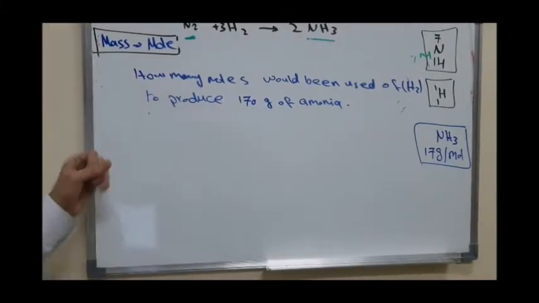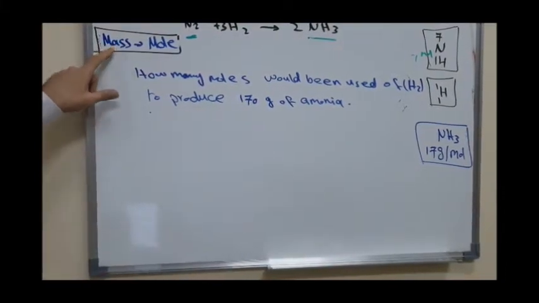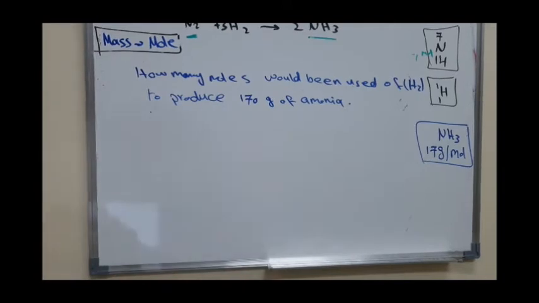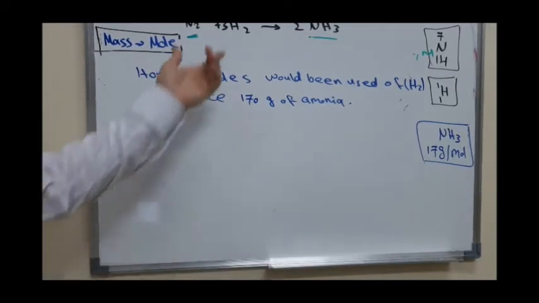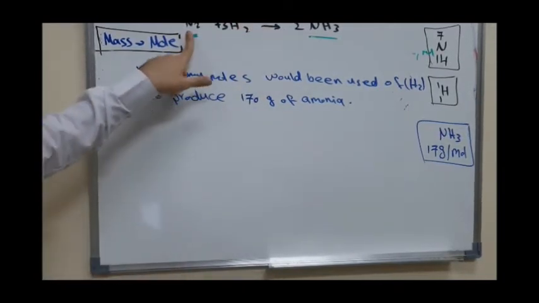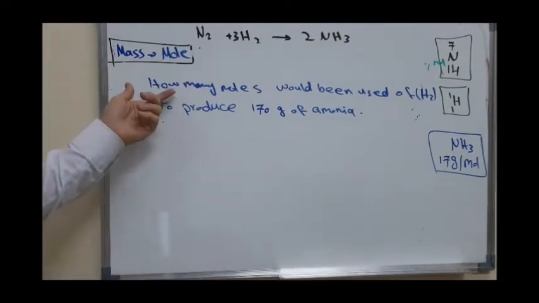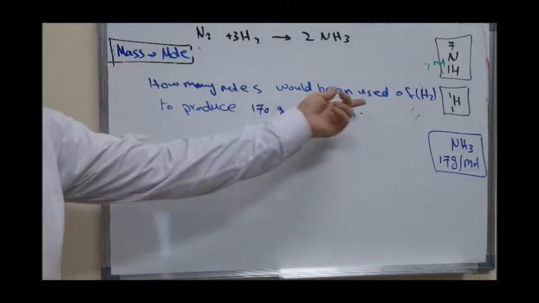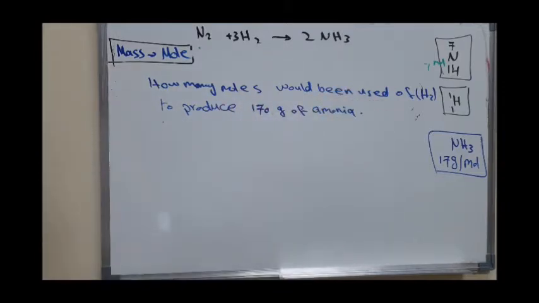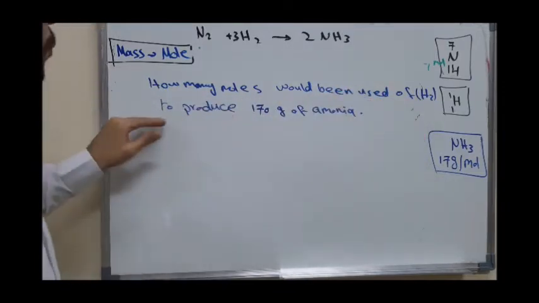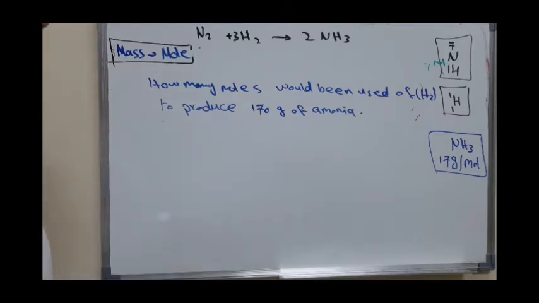In this video, we will talk about the conversion from mass to mole between two different substances. In the chemical equation between nitrogen and hydrogen to produce ammonia, the question now asks: how many moles of hydrogen would be used to produce 170 grams of ammonia?